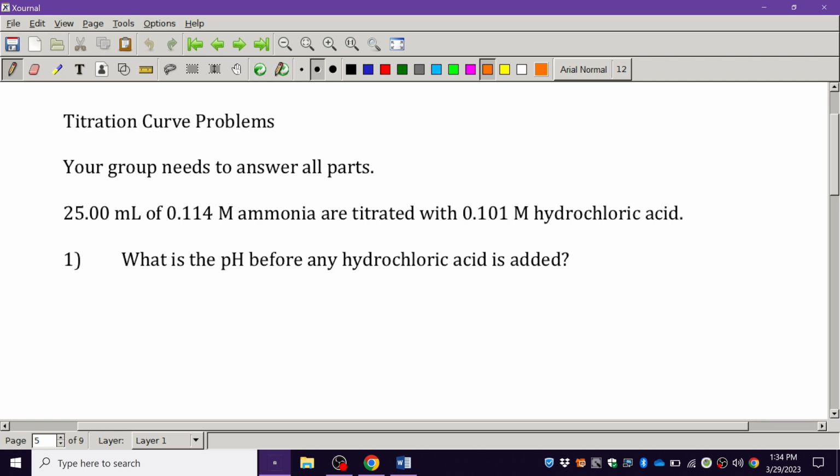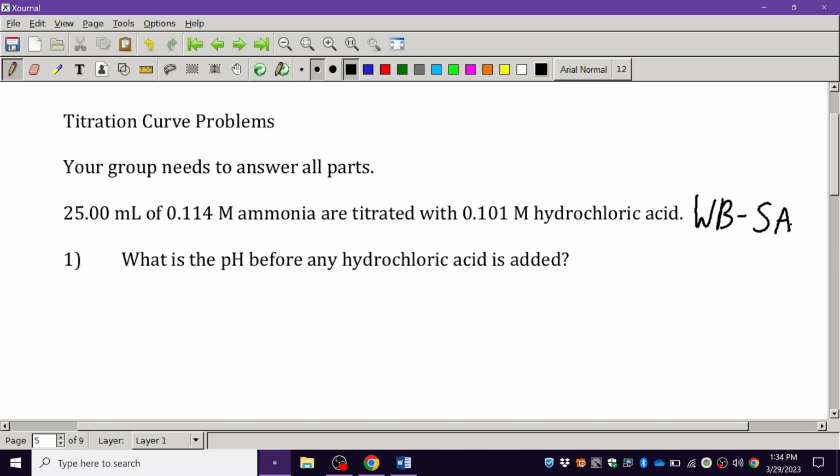Strong acid, strong base, weak acid, strong base, weak base, strong acid. Weak base, strong acid, right? Because the ammonia is a weak base. All right, so let's write that down. Weak base, strong acid titration.